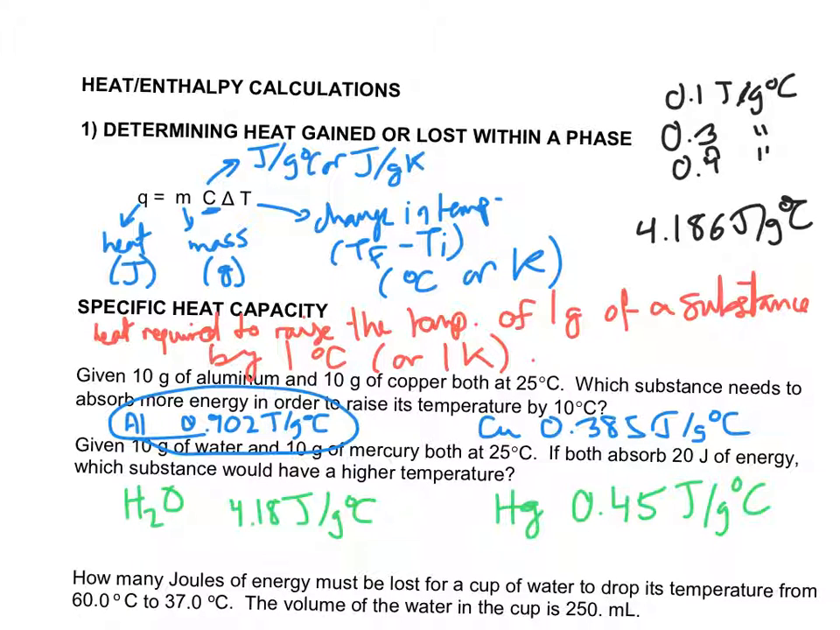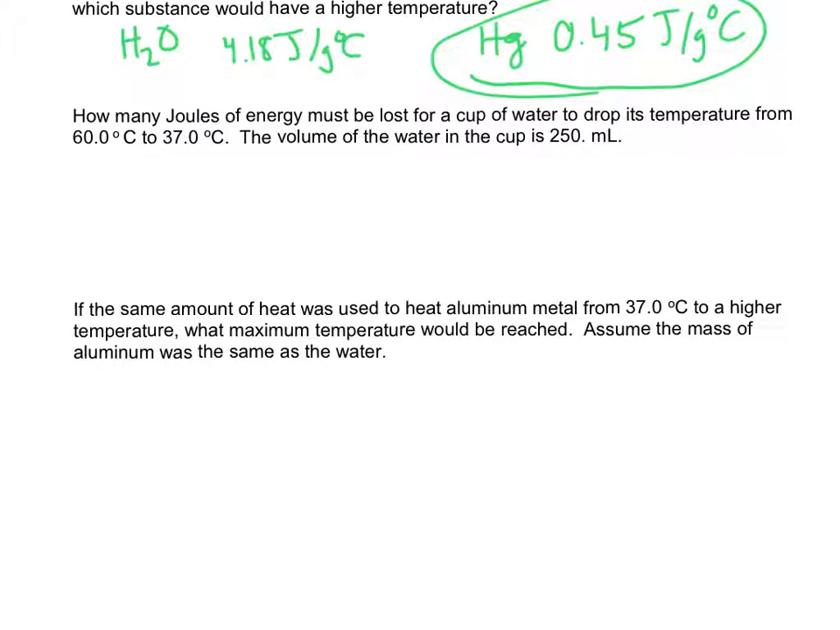Well, the answer in this case would be mercury, because mercury takes only a little bit of energy to change its temperature, whereas water takes a lot of energy to change its temperature. So if you're giving them the same amount of energy, mercury is going to change drastically compared to water. Specific heat capacity questions have been popular on the AP exam, so just make sure that you understand what specific heat capacity means and you can compare between different substances like that.